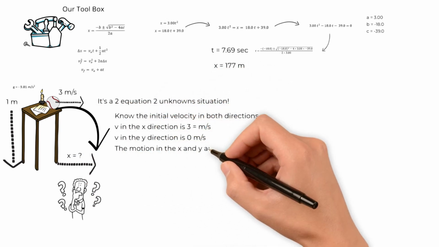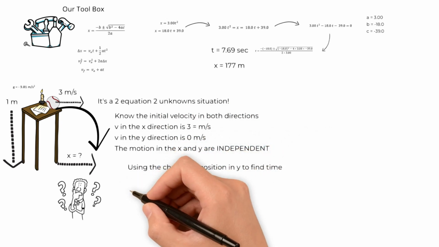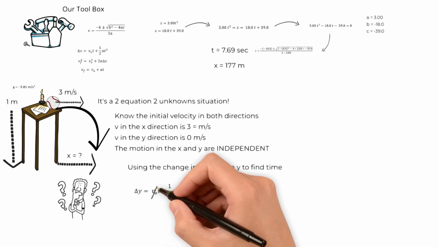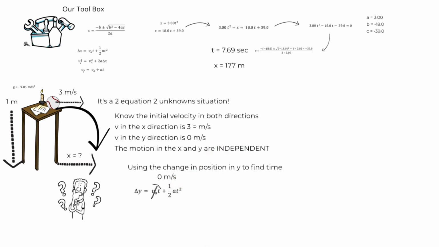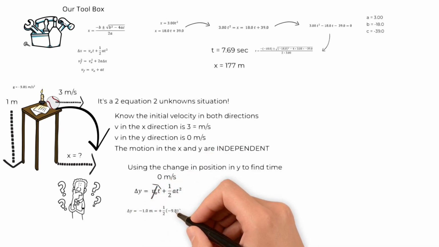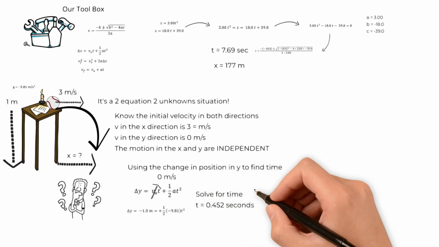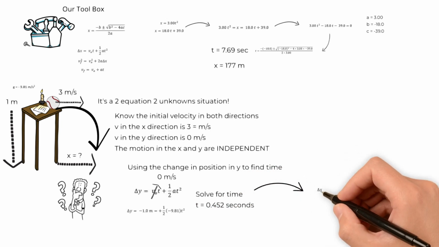We know that the initial velocity in the x direction is 3 meters per second, v in the y direction is 0, and motion is independent. So we're going to do our change in position and time. And because we know that initial velocity, we can solve this problem pretty quickly because we have all the information. So we'll solve for time. It's going to take the ball 0.452 seconds to fall.